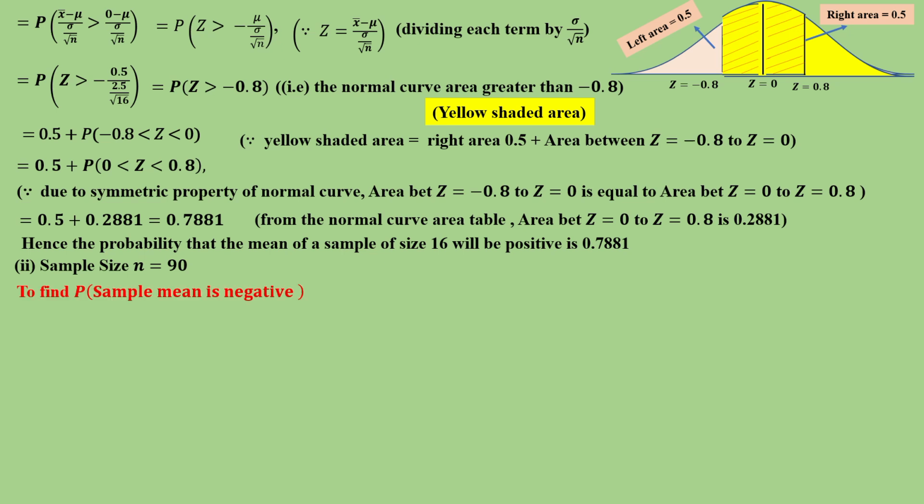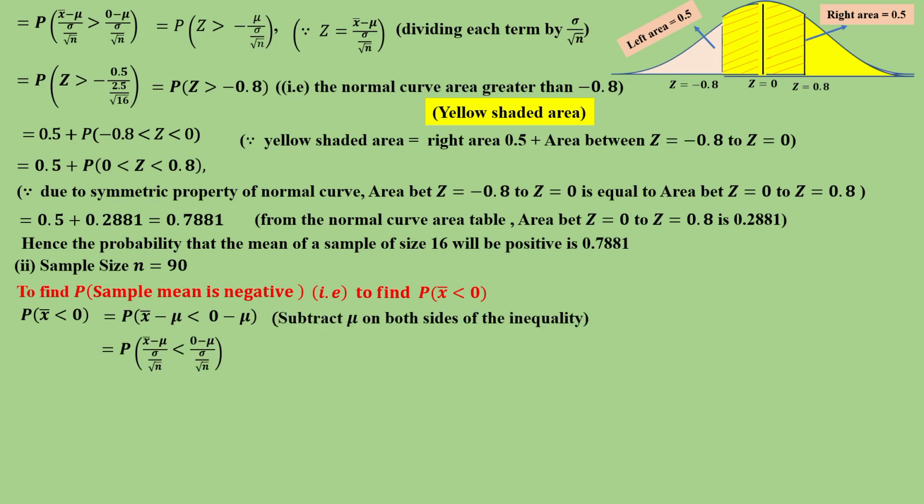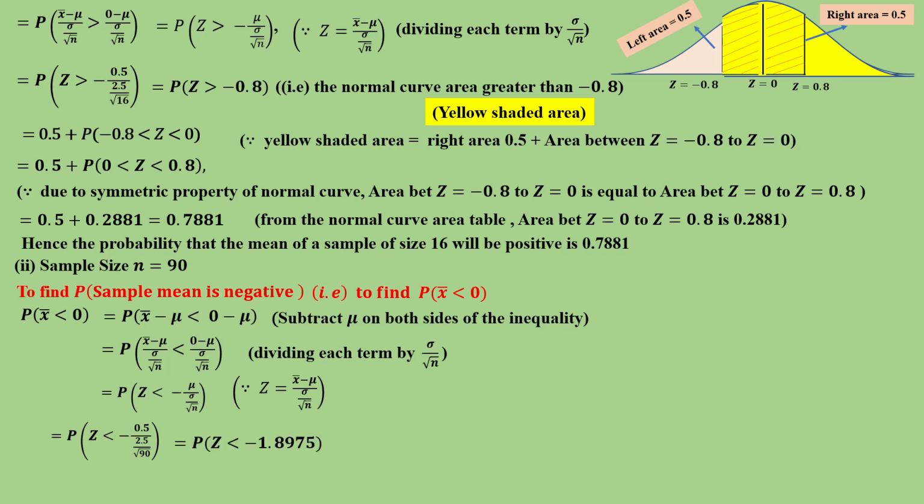Here the sample mean is negative, that means x bar is less than 0. Using the same idea, subtracting the population mean on both sides and dividing by the standard error, sigma by root n, you will get probability of (x bar minus mu) by (sigma by root n), which is the test statistic Z. We know the values of mu, sigma, n, and substitute those values. Probability of Z less than minus 0.5 by 2.5 by root 90. After simplification you will get probability of Z less than minus 1.8975.